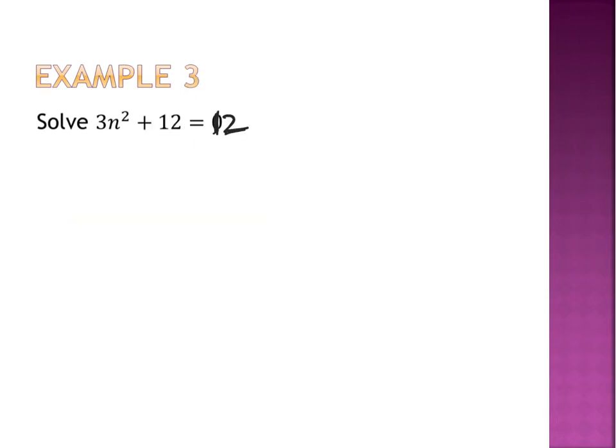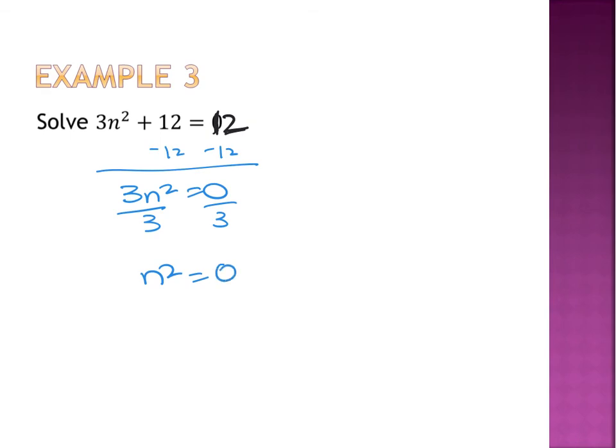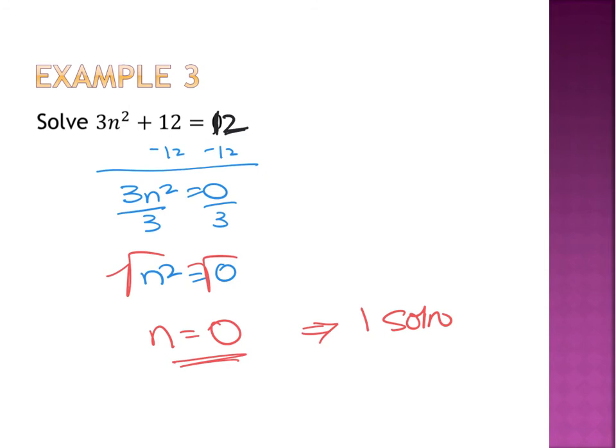For example 3, we're told to solve 3n squared plus 12 equals 12. The first thing I'm going to do is subtract 12 from both sides, and that leaves us with 3n squared equals 0. We're going to divide both sides by 3, and we have n squared equals 0. And if I square root both sides to undo the square, I have n equals 0. Because I've only got one, this tells me that I only have one solution, whereas in example 2 we had two solutions because we had the plus or minus possibility.